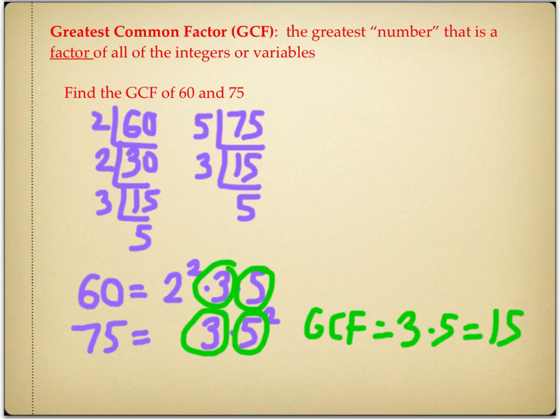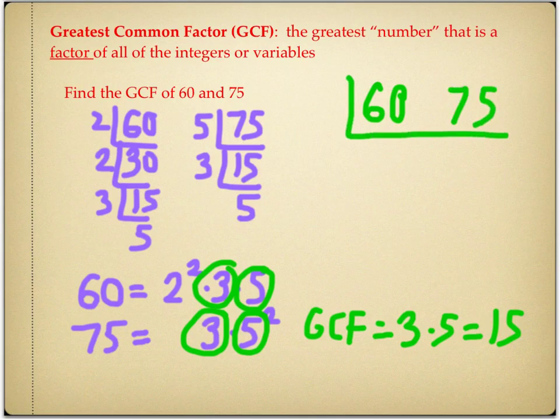Another way you can do it is like this. I have 60 and 75 like this. I'm just going to start doing the factor stairs, but I'm going to do them with both numbers at once. So can I think of any number that goes into both 60 and 75? Well, yeah, 5 does. So 60 divided by 5 is 12.